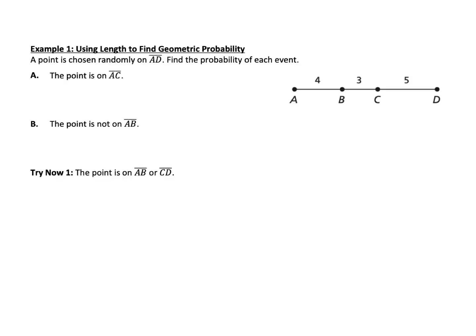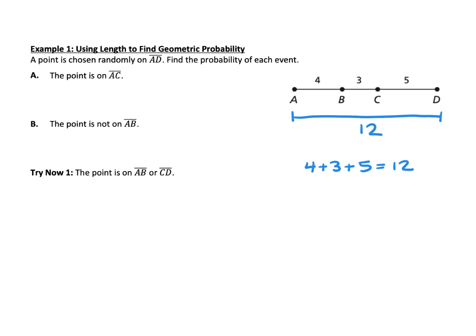Let's start an example using length to find geometric probabilities. A point is chosen randomly on segment AD, and we want to find the probability of each event. Notice that AD here is the full segment all the way from the left to the right. So we need to start by figuring out the length of AD, and we can do that by adding the sections together. 4 plus 3 plus 5 adds to 12. So the length of AD is 12.